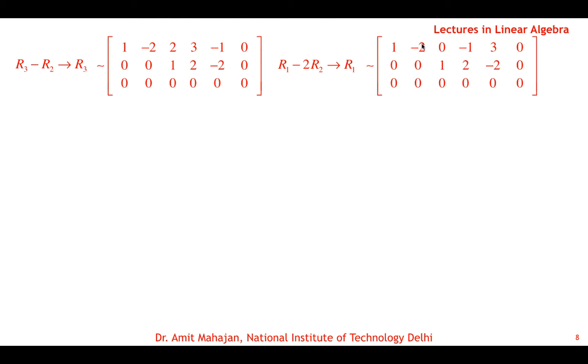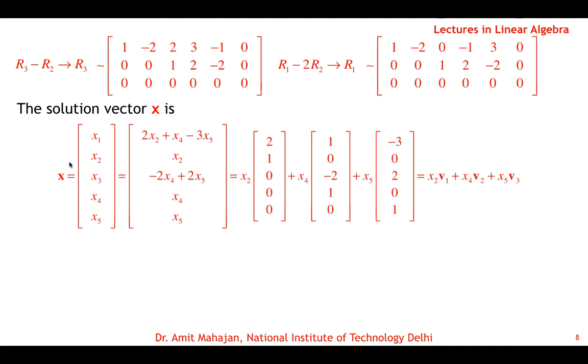So we have free variables x2, x4 and x5. So we can write the solution x as x1, x2, x3, x4, x5, and then we can put x1 and x3 in terms of x2, x4, x5 and find a solution. Okay, so the solution vector x has 5 variables x1, x2, x3, x4, x5, and x1 is 2 times x2 plus x3 minus 3x5. So we can write this.